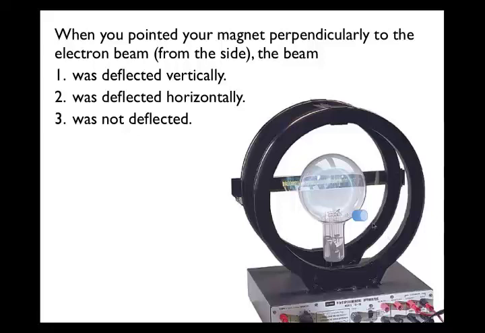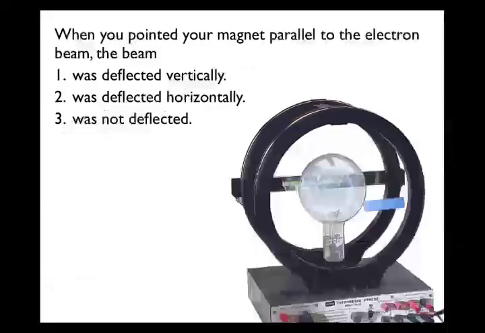So the direction of the magnetic field and the direction of the beam can be thought of as forming a horizontal plane. The beam itself, however, was deflected out of that plane in the vertical direction, either up or down, depending on how the magnet was held. I don't know if you tried this in the lab, and if not, you might not have the answer to this, but if you pointed your magnet parallel to the electron beam, what would happen to the beam? Was the beam deflected vertically, deflected horizontally, or not deflected at all?